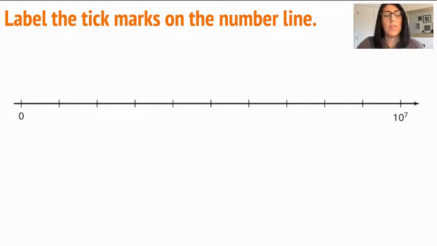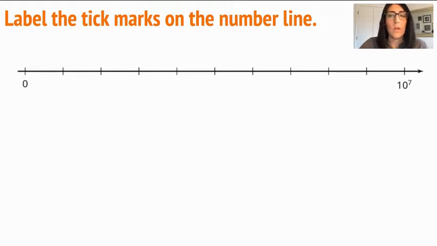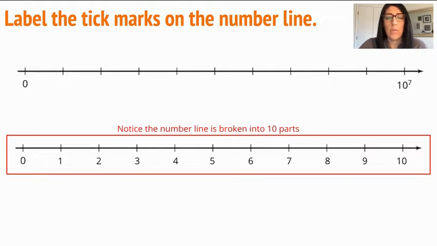That given number line looks like this. Pause the video, try and label the tick marks, and then we'll come back together to discuss. Okay, before we actually go through labeling this, let's break down a number line in general that is broken into 10 parts. It looks something like this.